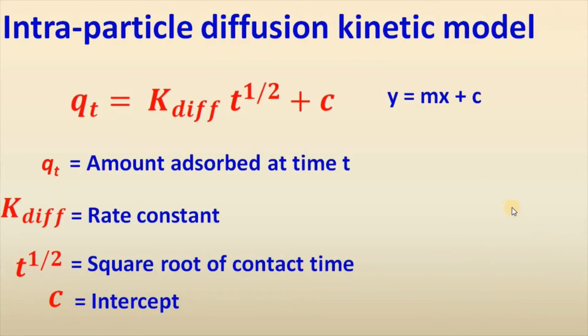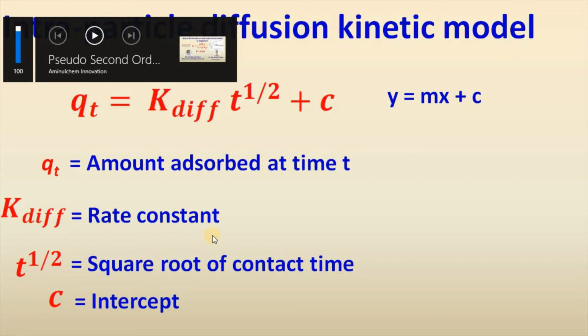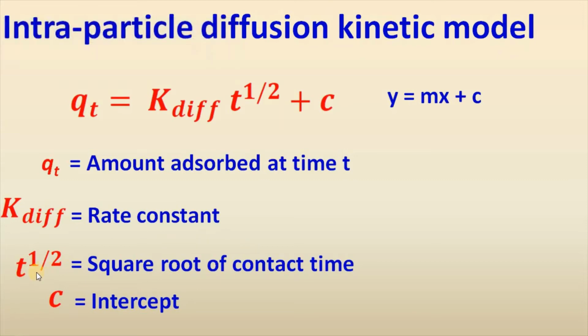Well, the intra-particle diffusion kinetic model equation is written as Qt equal to K diffusion t^(1/2) plus C, where Qt is the amount adsorbed at time t, K diffusion is the rate constant, t^(1/2) is the square root of contact time, and C is the intercept.